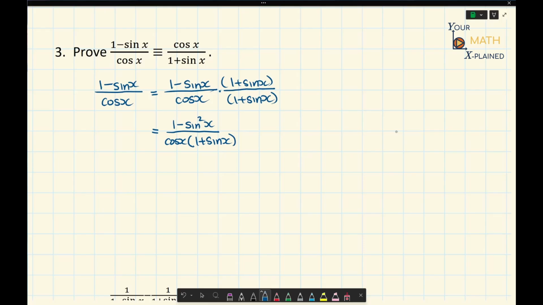And again, we can go ahead and use our Pythagorean identity because 1 minus sine squared x is just equal to cos squared x. So this will be cos squared x over cos x times 1 plus sine x. And now one of the cosines in the numerator is going to cancel out with the cos x in the denominator. So then we end up with cos x on top, and on the bottom, we just have 1 plus sine x. And that is the right-hand side that we're trying to prove. So now we have proved this identity as well.